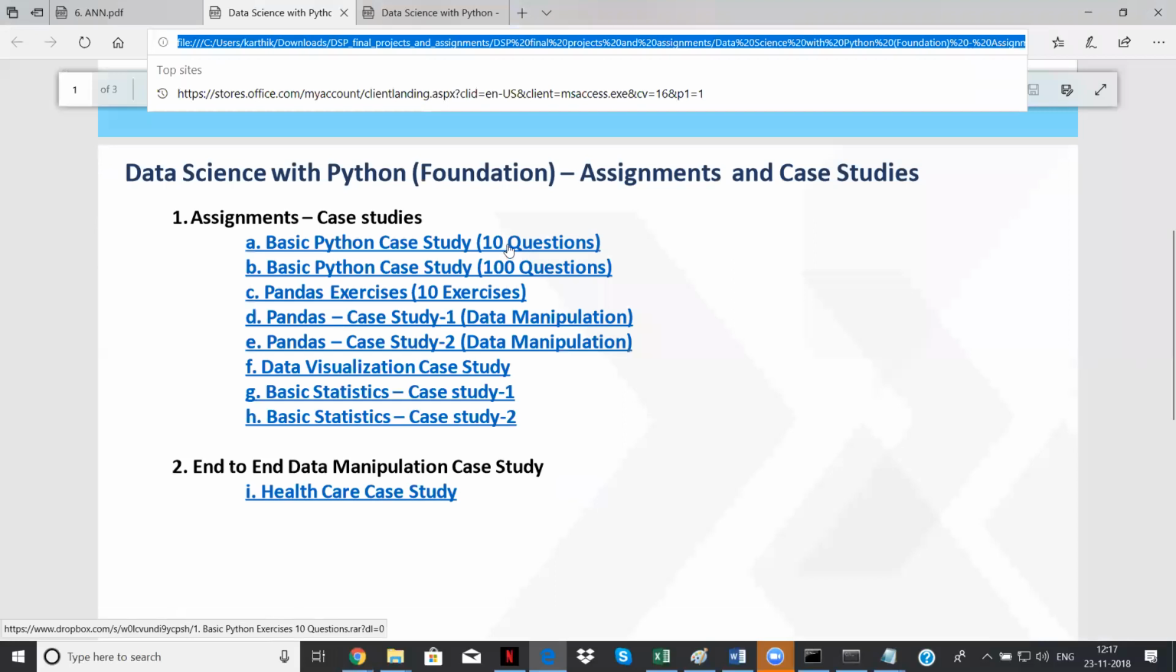So you have 10 simple questions that deal with normal if conditions, lists, dictionaries. There will be one question on regex and one question on classes. Basic questions. A little bit of an extension of that is your 100-question case study.